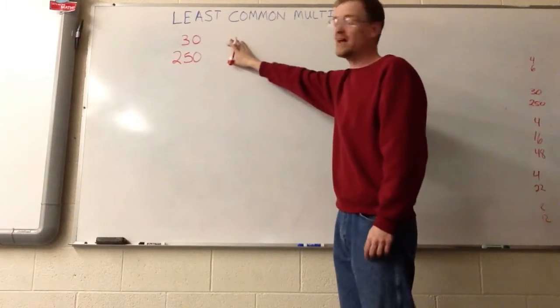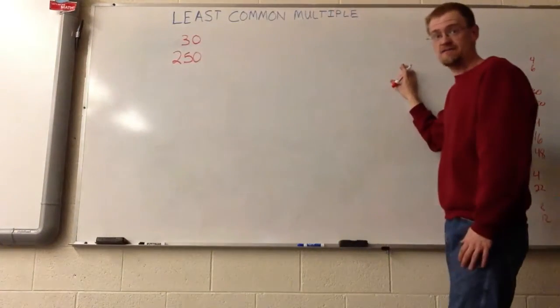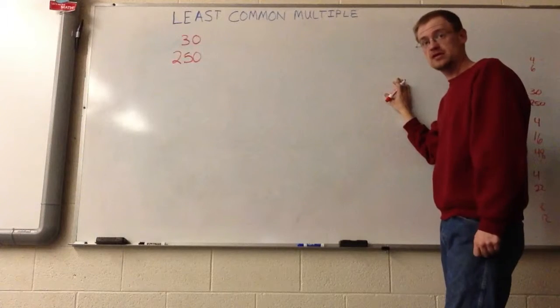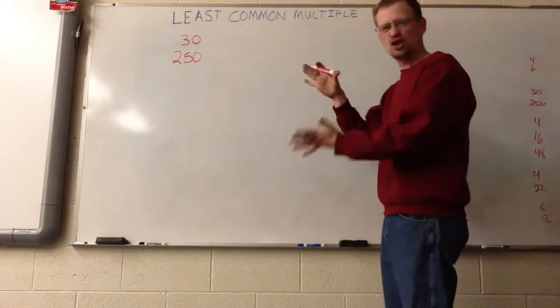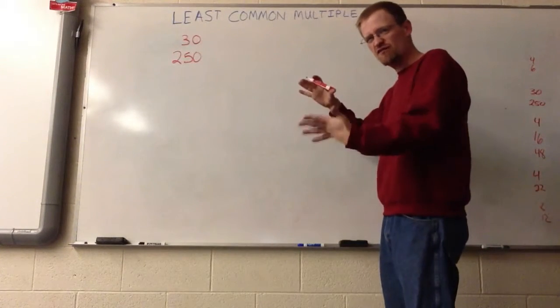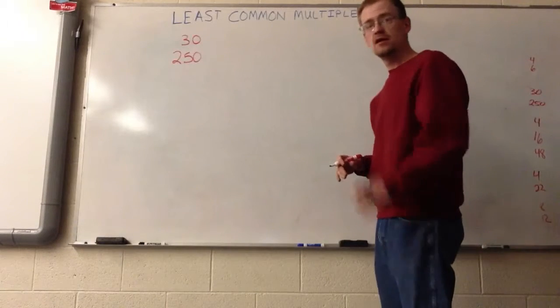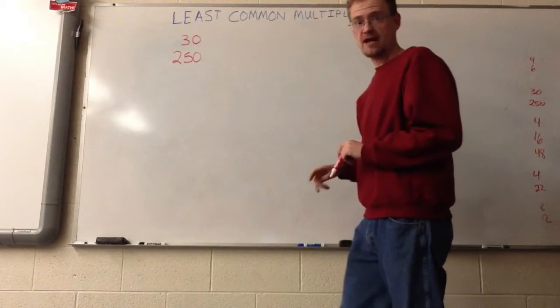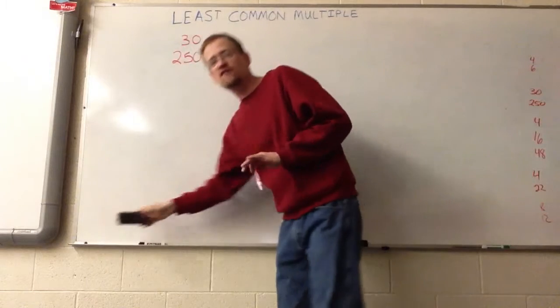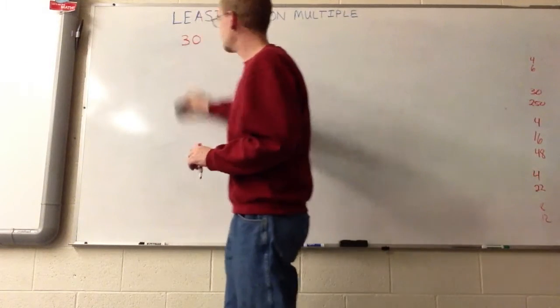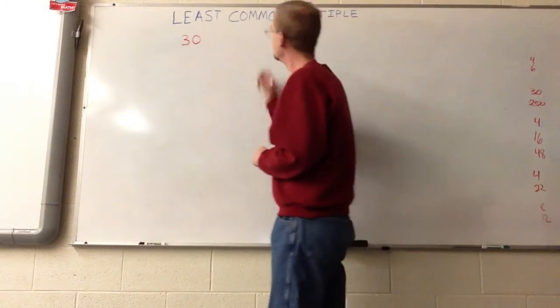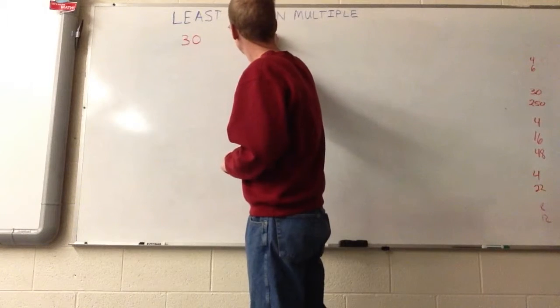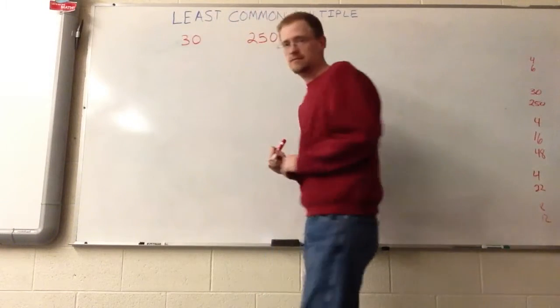Okay? Because we might have to list out a lot of factors when we're dealing with big numbers. Especially when we're dealing with numbers that are a long ways apart. 30 to 250 is a big difference. Turns out we get to use our prime factors again. Okay? So the first step is to do the prime factorization of 30 and 250.